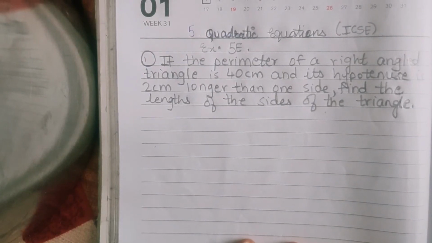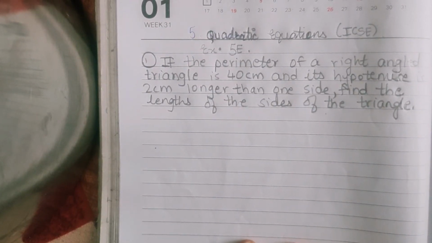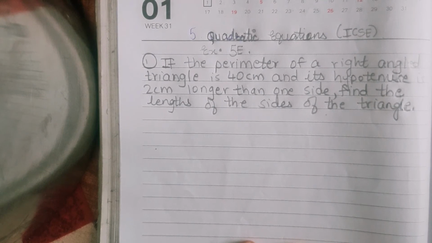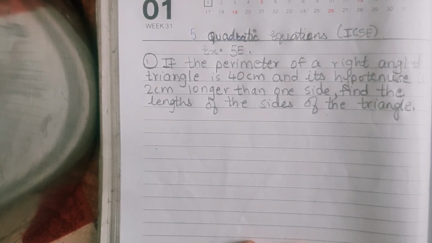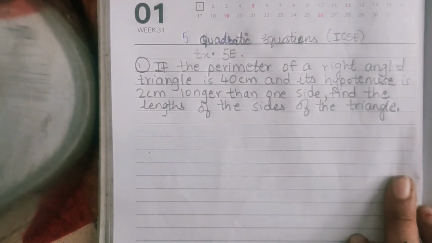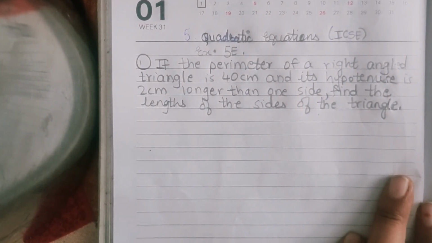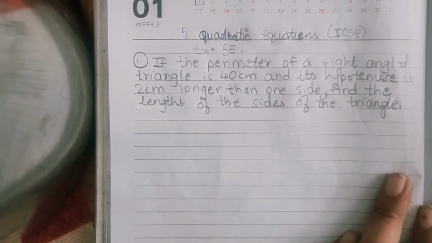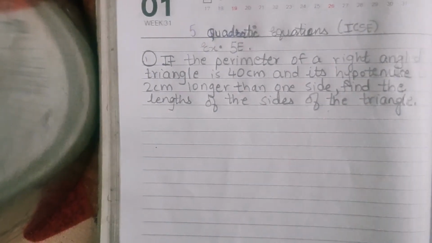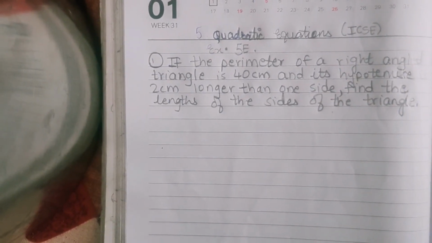Everyone, now we'll be solving exercise 5E, first question from quadratic equations. The question says: if the perimeter of a right angle triangle is 40 centimeter and its hypotenuse is 2 centimeter longer than one side, find the length of the sides of the triangle.